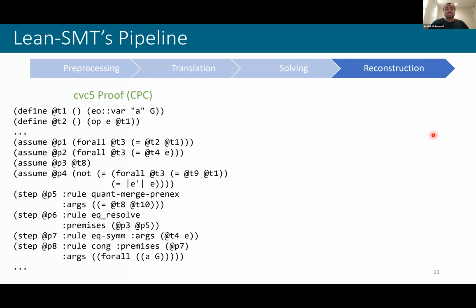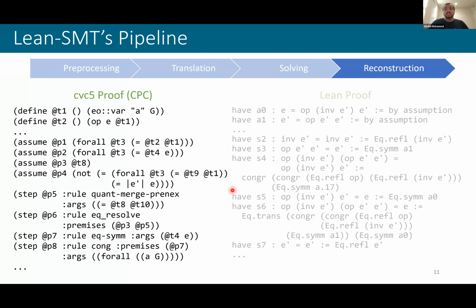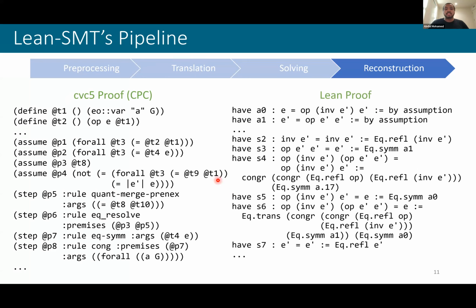So what we have here is, and this is the last step basically, the reconstruction takes the CPC proof and then translates it into a Lean proof. This is kind of an approximation of what it will look like in Lean, where we have assumptions and then proof steps that correspond to the ones here.